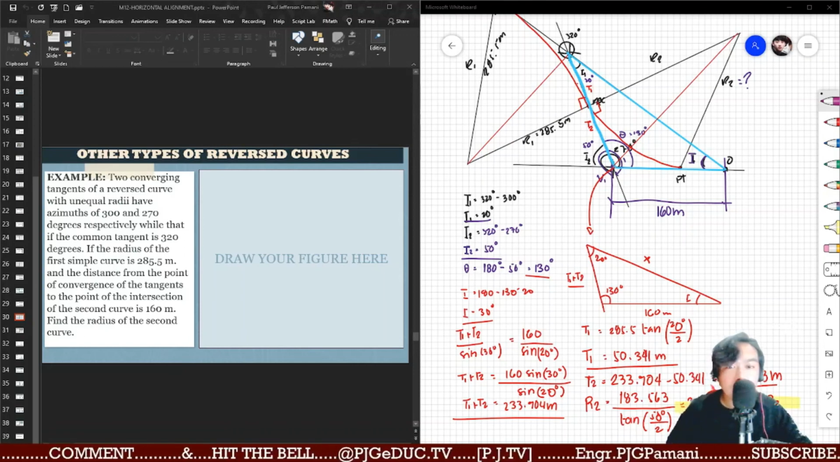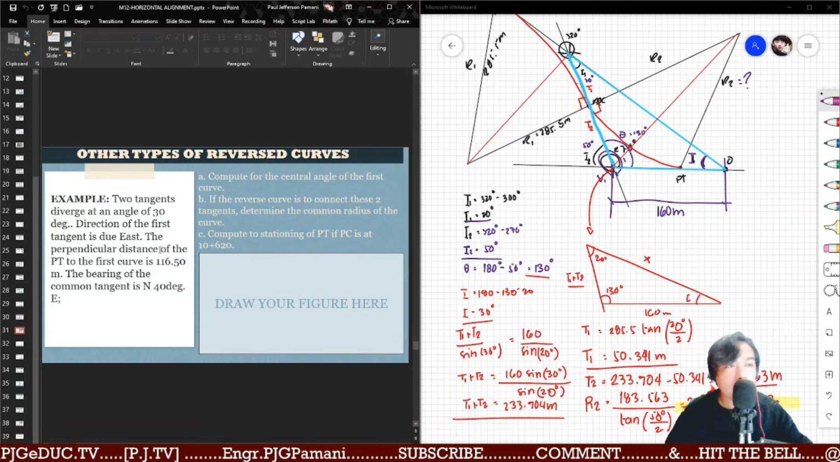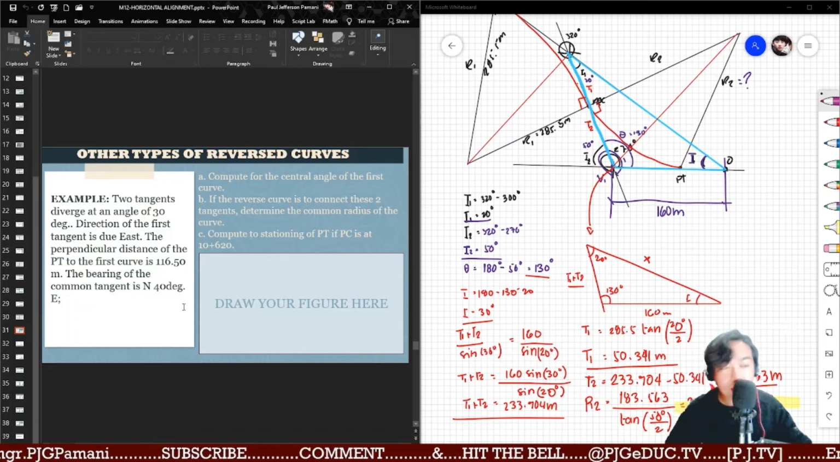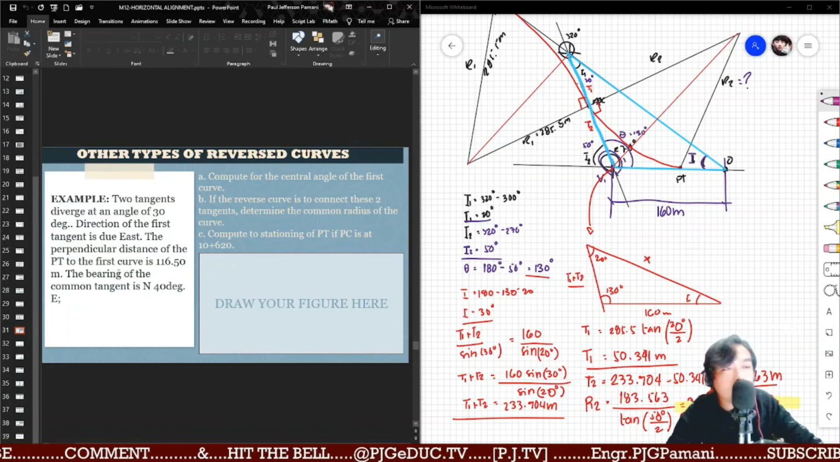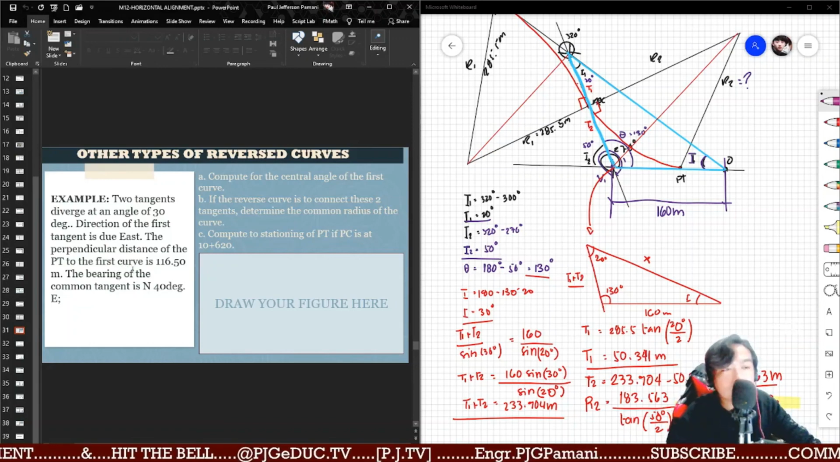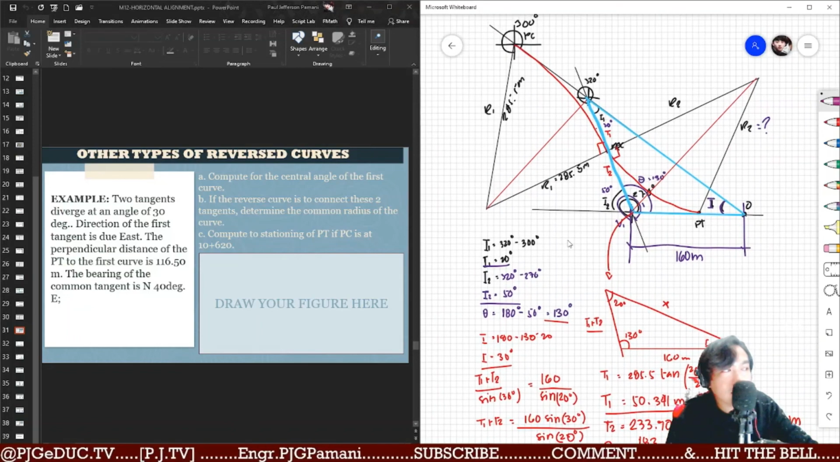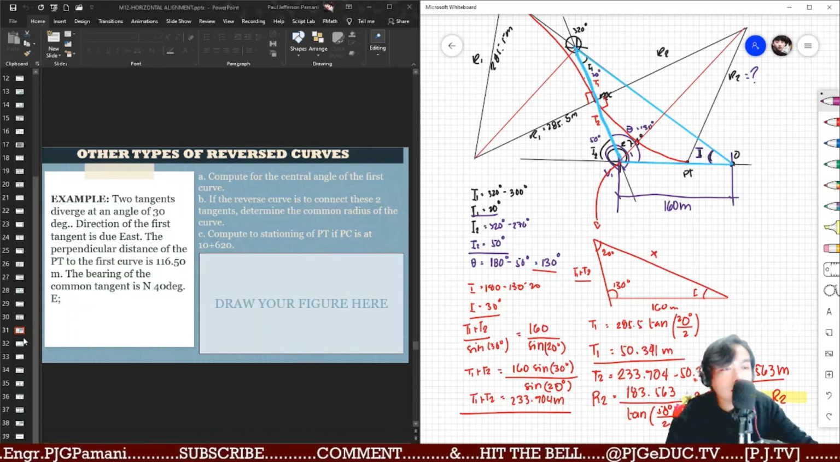Next video or next lecture, we'll have to discuss another example problem. This time for a diverging tangent. Kayo na po maghanap ng example nyo para doon sa equal radii. Napakadali lang naman kasi yun. Halos pare-parehas lang sila ng analysis. The next meeting, discuss tayo ng example for diverging tangents.